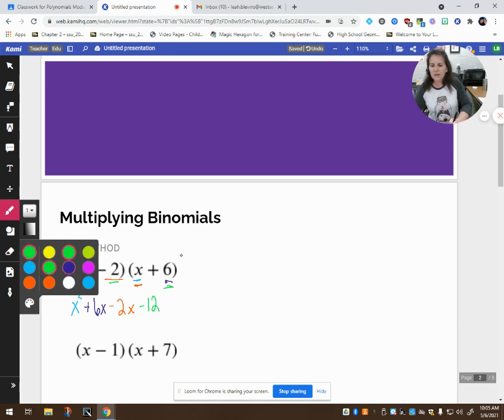Then we can see that we can combine like terms. So I get x squared, 6x take away 2x is a positive 4x, and then I just bring down my negative 12. So that's one way to look at it.